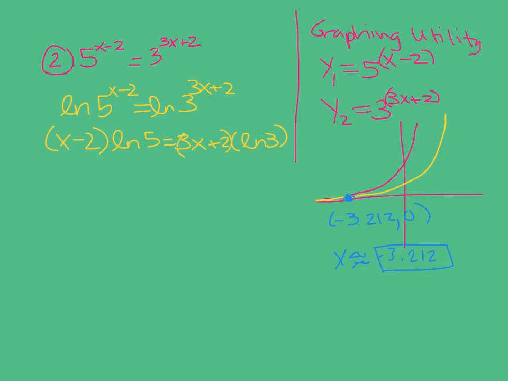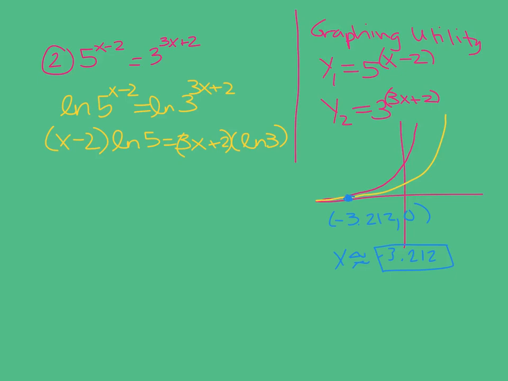I usually like to change my ln of 5 and ln of 3 to a decimal and then distribute it out. It makes the problem a little bit nicer. I'm not going to do that this time, but it is one of the recommended ways of doing that. From here, we're going to solve for x. Now, if you remember when we did inverse functions, this actually is a similar type of solving situation.